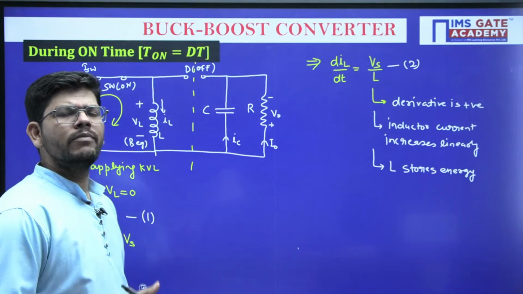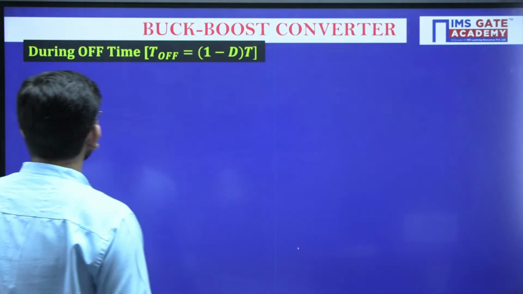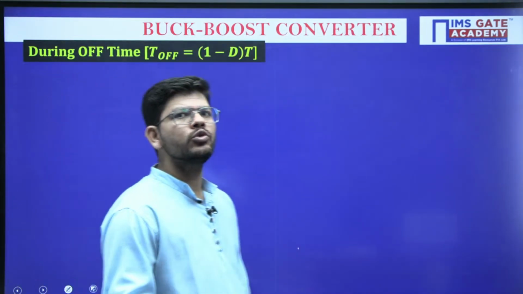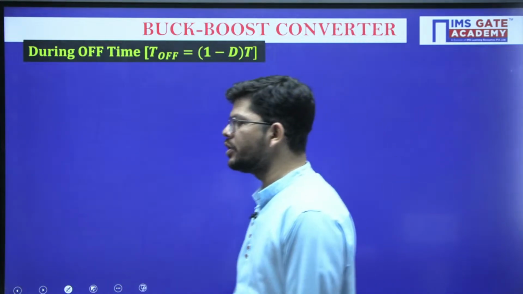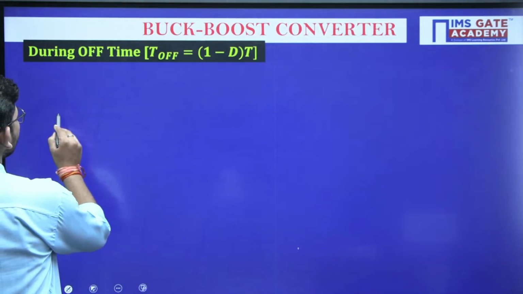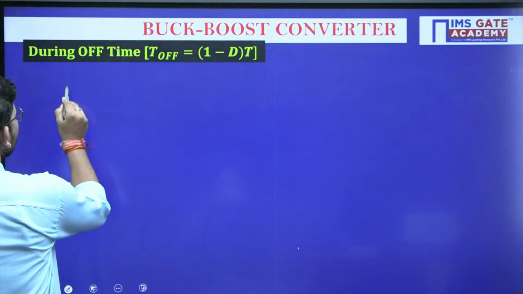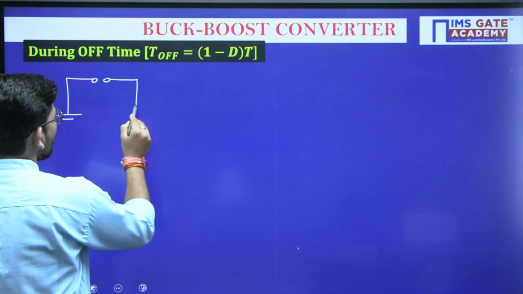Now let's see what will happen during the off time. During the off time, the switch will be turned off and the diode will be turned on. Now how is this going to happen? Just see here. Now the switch will be turned off, so we have turned off this particular switch.